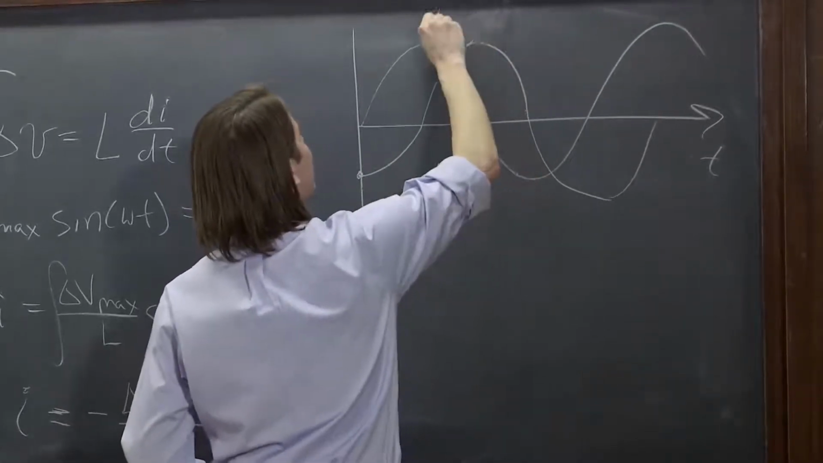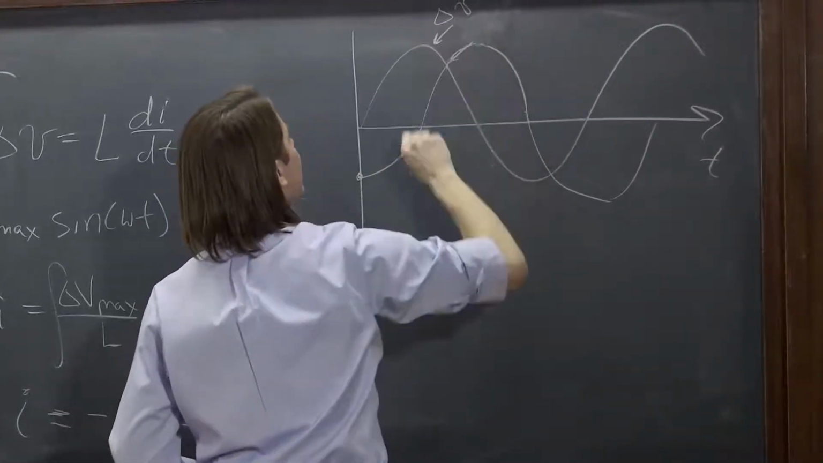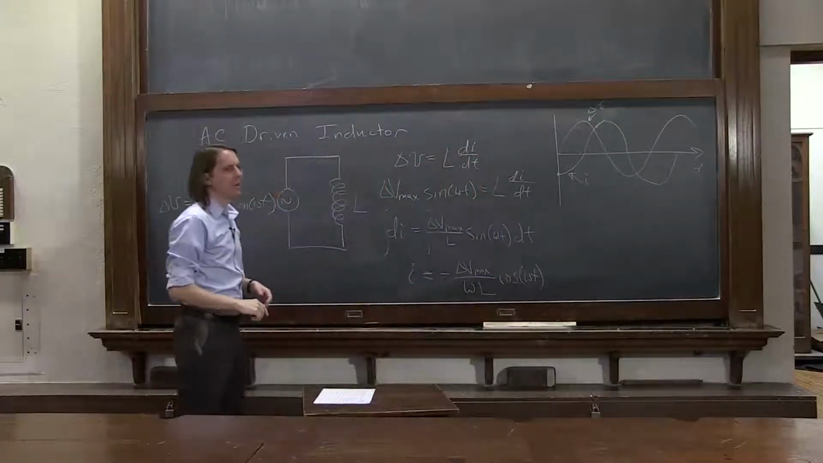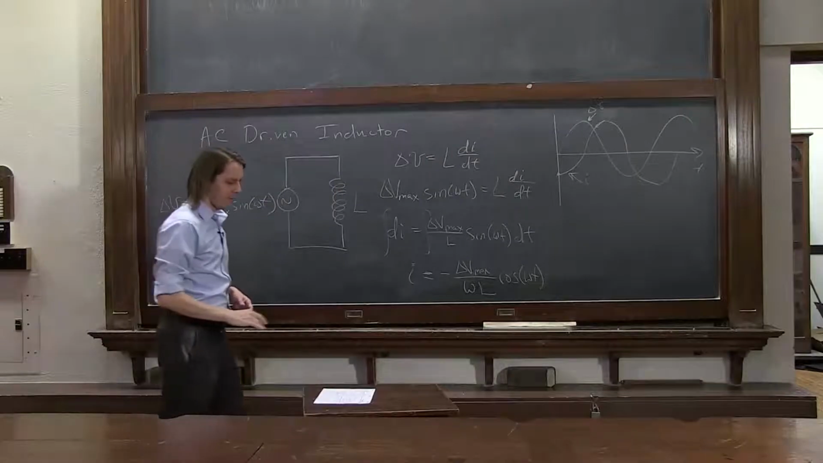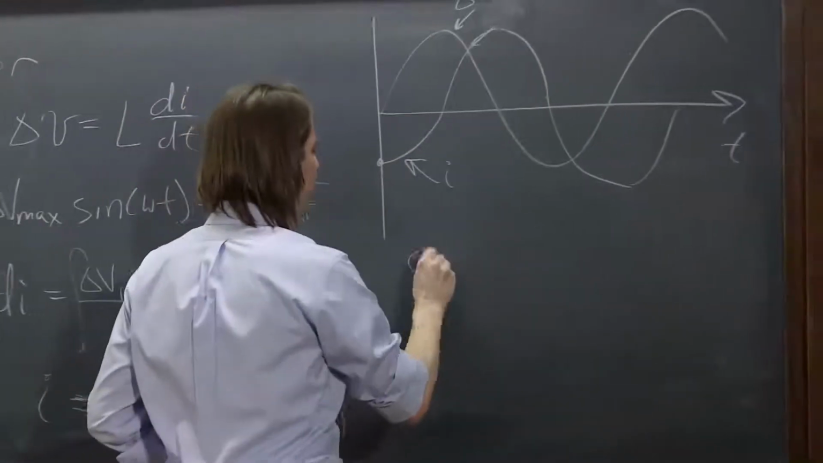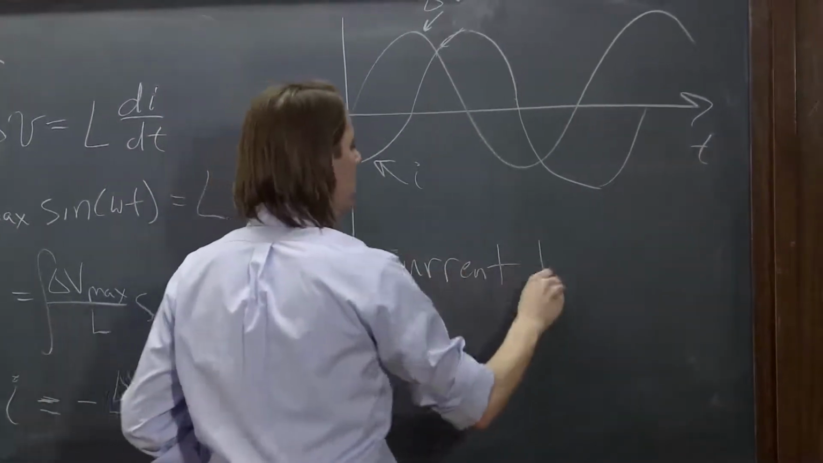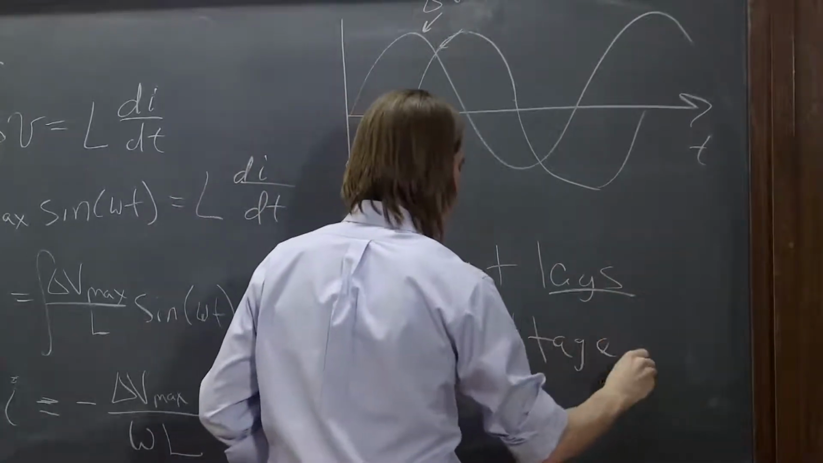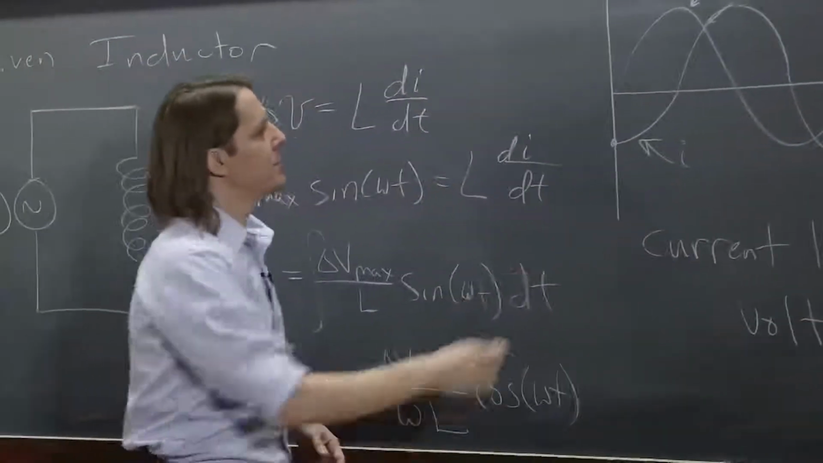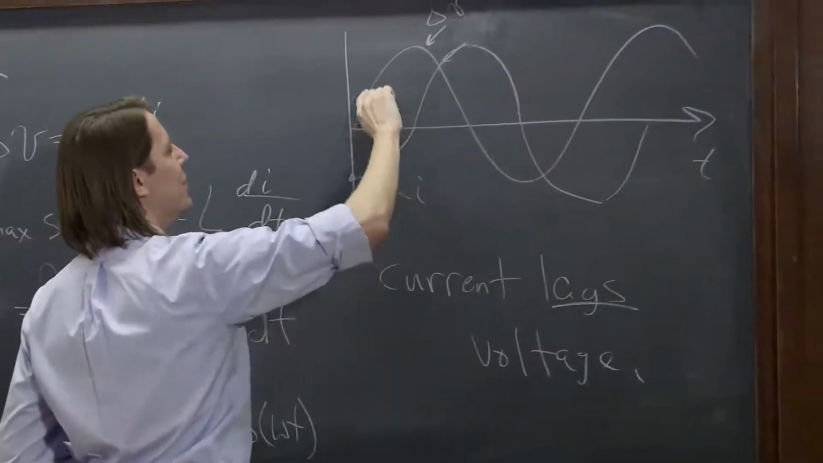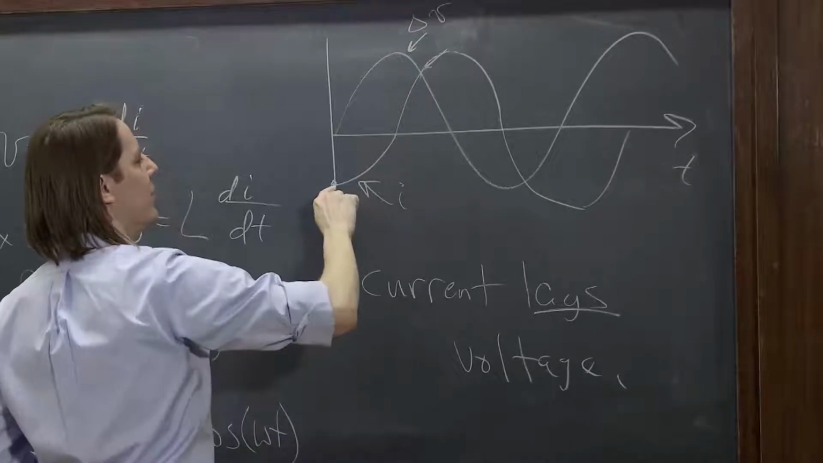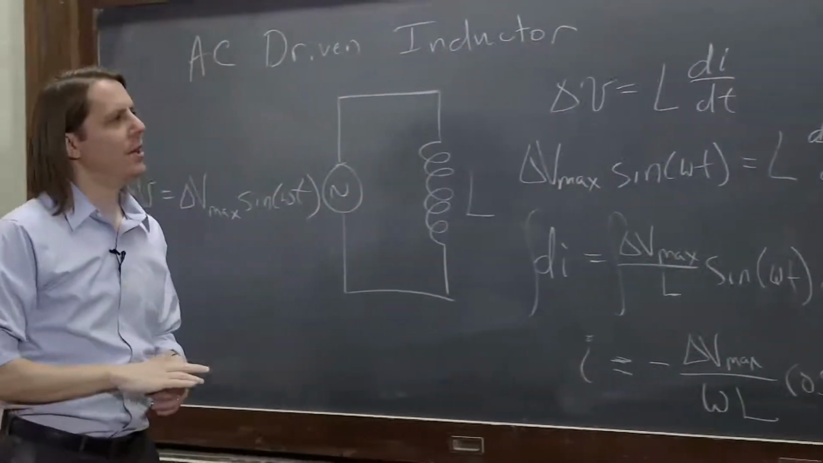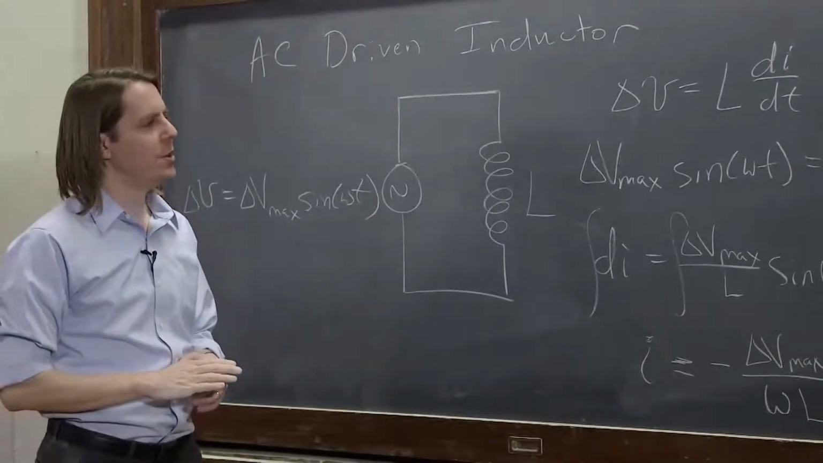So delta V is right there, and I is right there. So again, they're 90 degrees out of phase, and the current lags the voltage this time. And you can see why. Here at time equals 0, we move along. The voltage is already going up to peak, and the current is still stuck negative and making its way up to peak. So our current is lagging the voltage by 90 degrees or pi over 2, whichever you prefer.